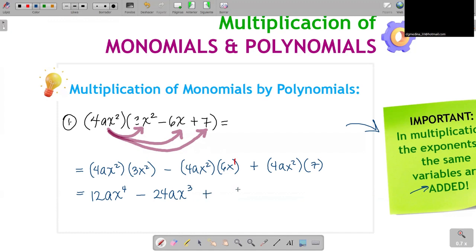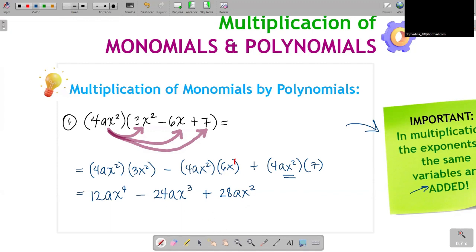And finally, 4 times 7. So as you can see, the 7 is alone. So we multiply 4 times 7, 28. And we repeat this pair of the variables. And that's the answer. That is the final answer.